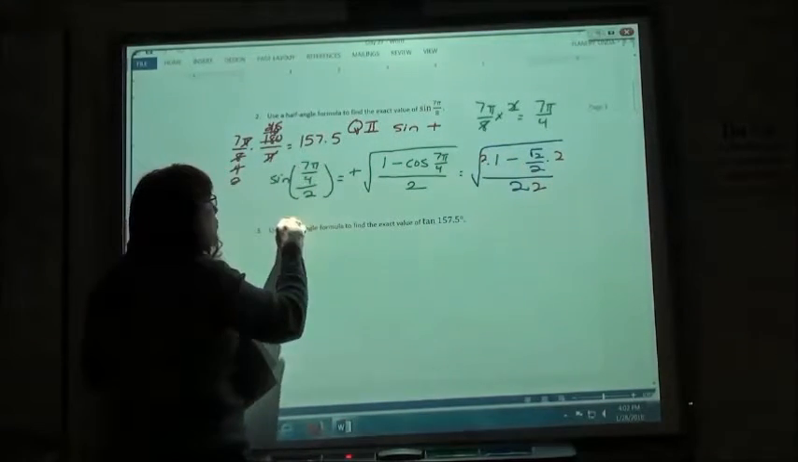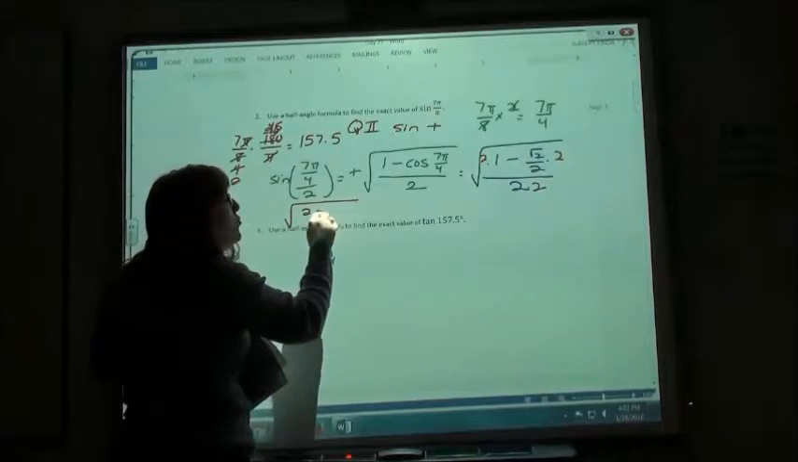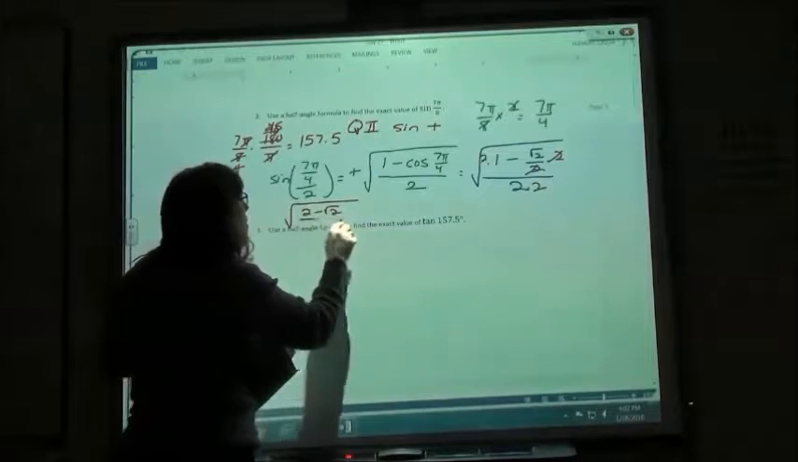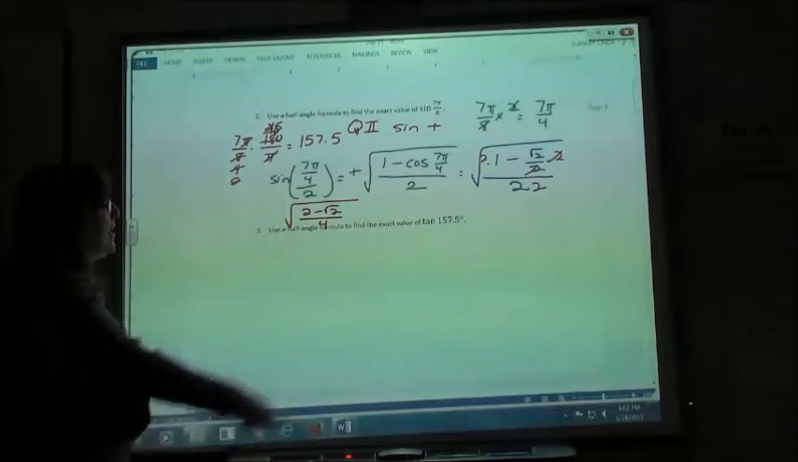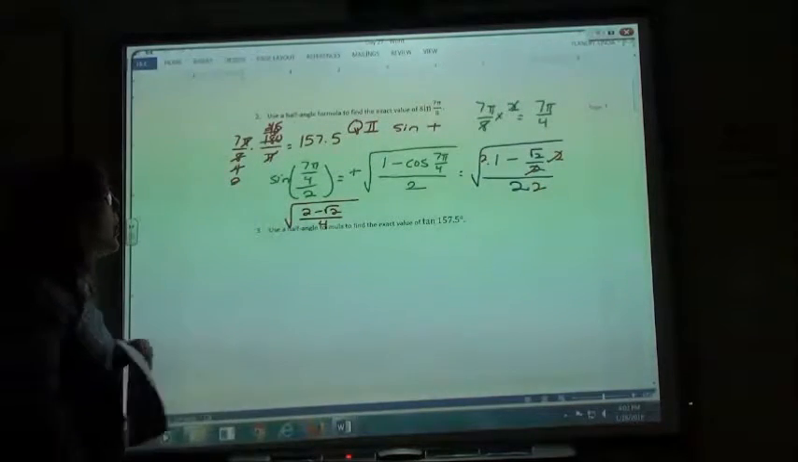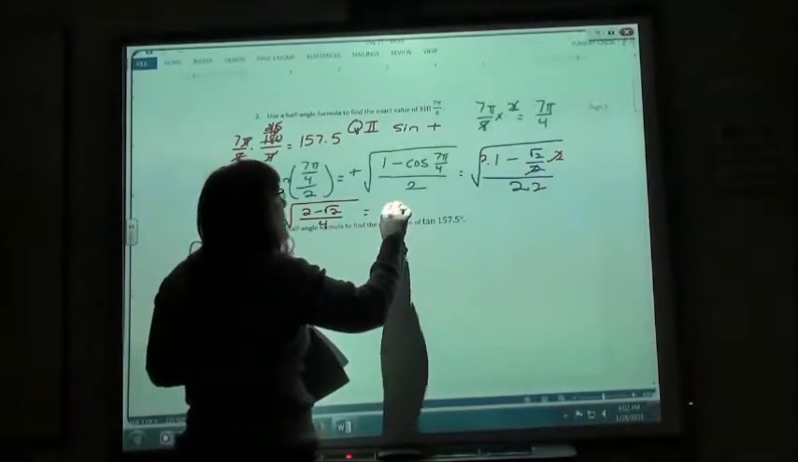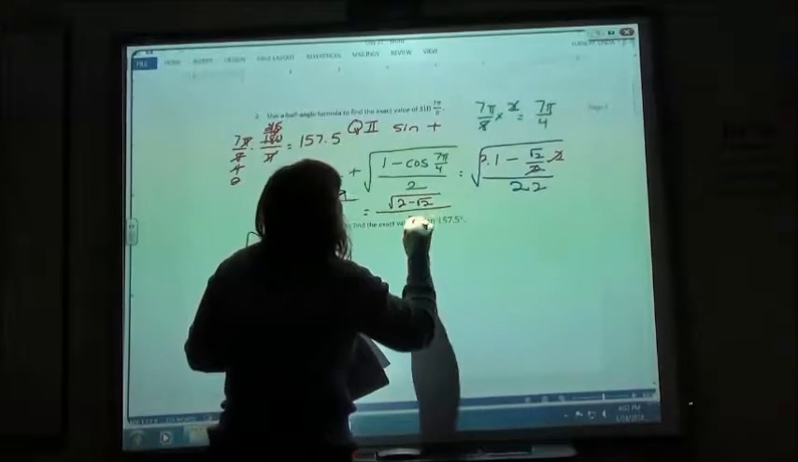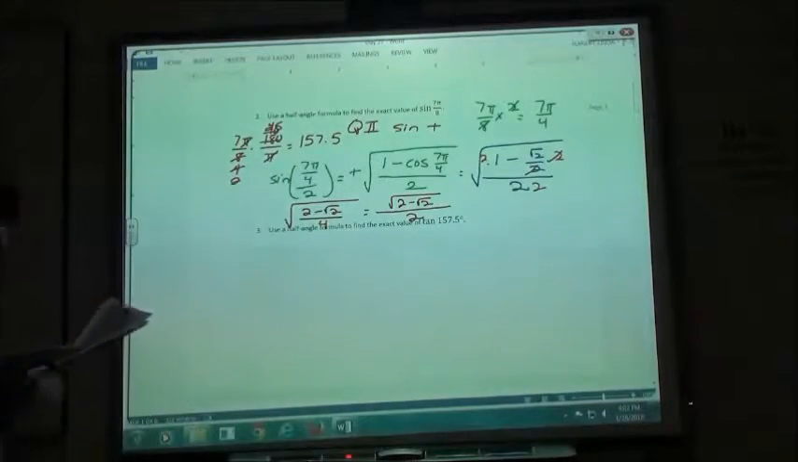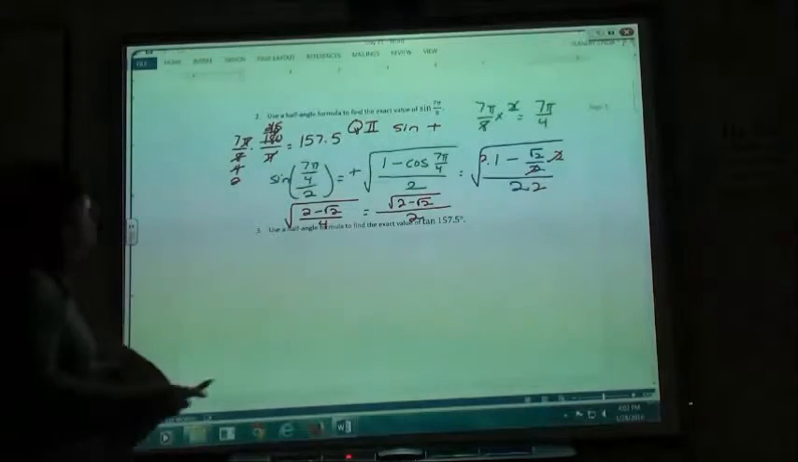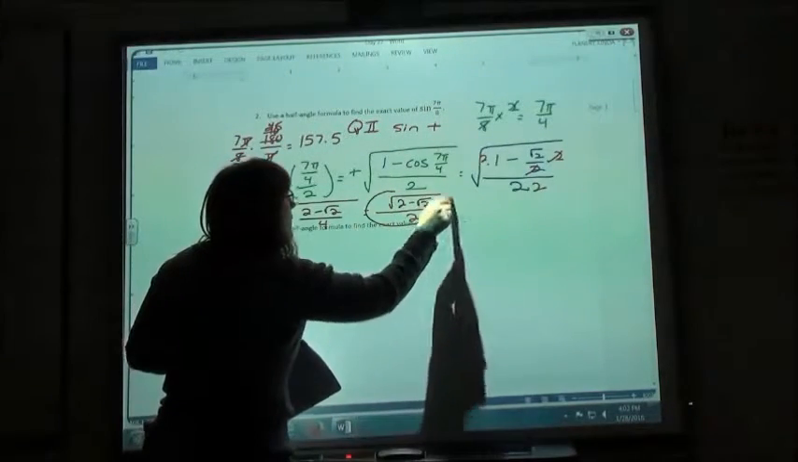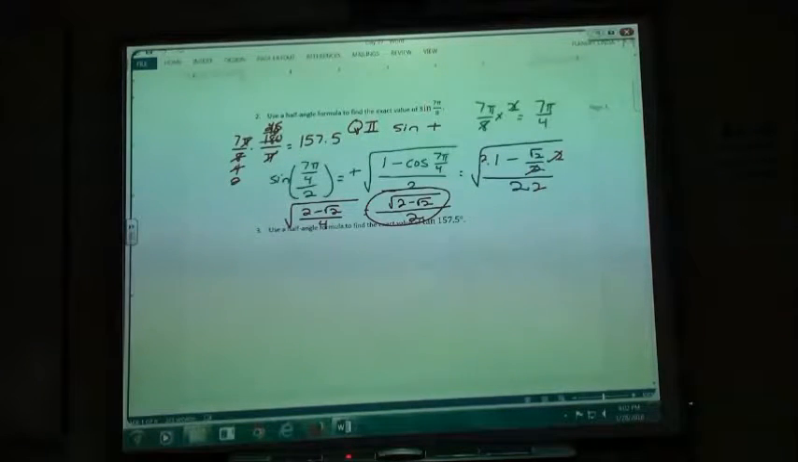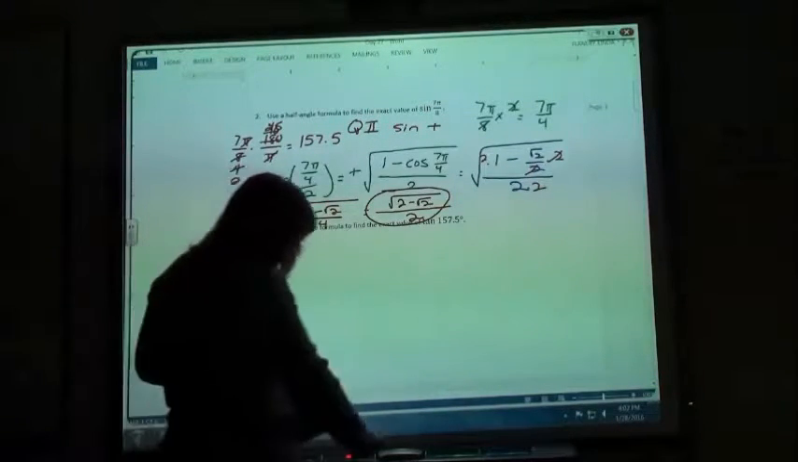And so I'm going to have the square root of 2 minus the square root of 2 over 4. And again, since the 4 is a perfect square on the bottom, I can simplify that a little bit more and have the square root of 2 minus the square root of 2 all over my 2. And that's going to be my answer then.